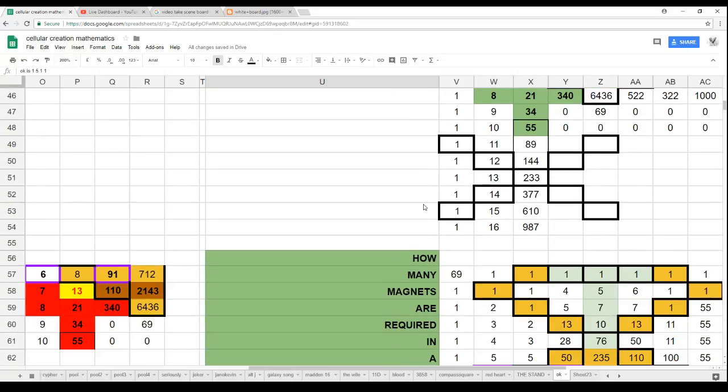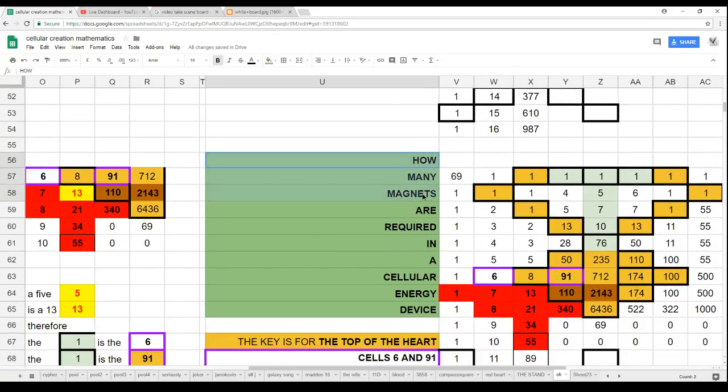Now, moving on, here we go. So how many magnets are required in a cellular energy device? We should all know that that answer is 3,858 magnets. 4 types. Cool? Now check it out.